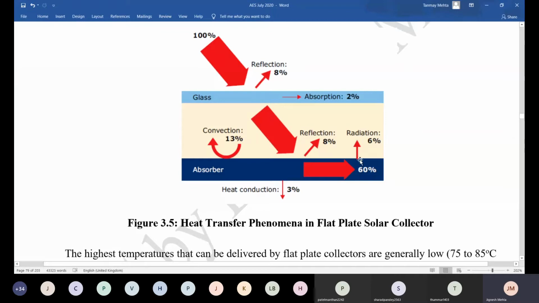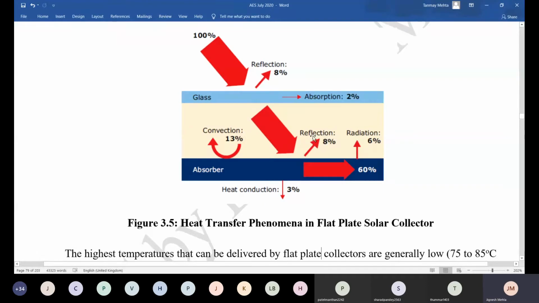Then the second one is that the absorber plate has a particular temperature, the ambient is at a particular temperature, or the sky is at a particular temperature. Let's say the absorber plate is at 90 degrees Celsius, the sky is, let's say, at 30 degrees Celsius, and the glass is, let's say, at 45, 50 degrees Celsius, right? So there is radiation or re-radiation or emission. Now this is radiation or emission, and this was reflection, right?